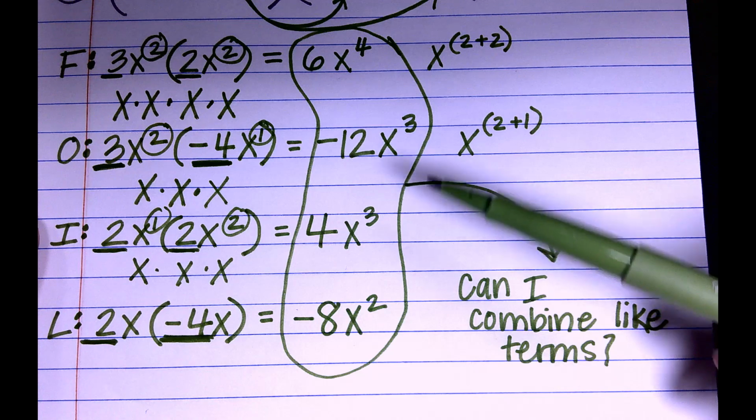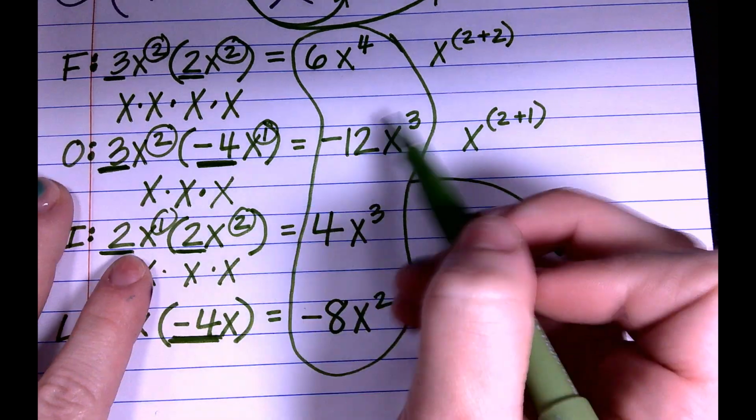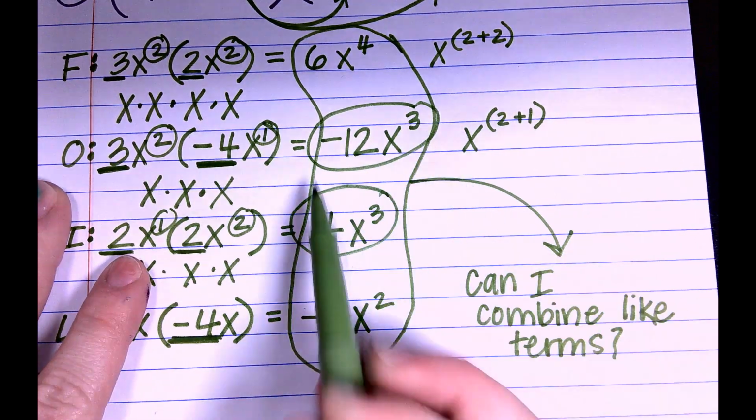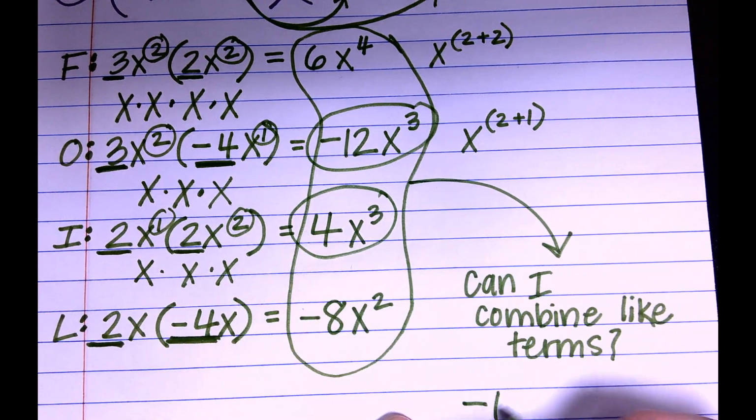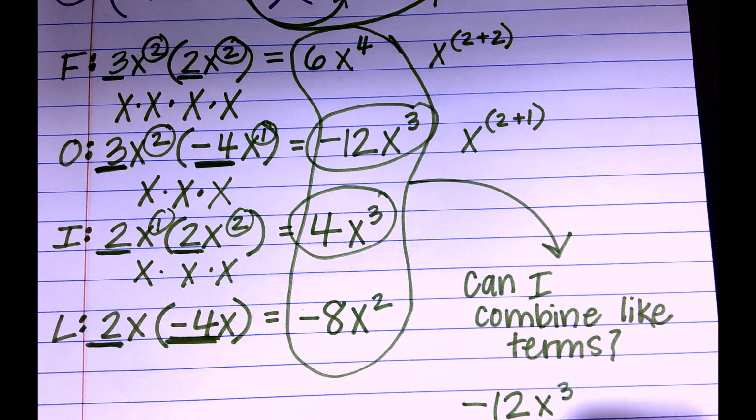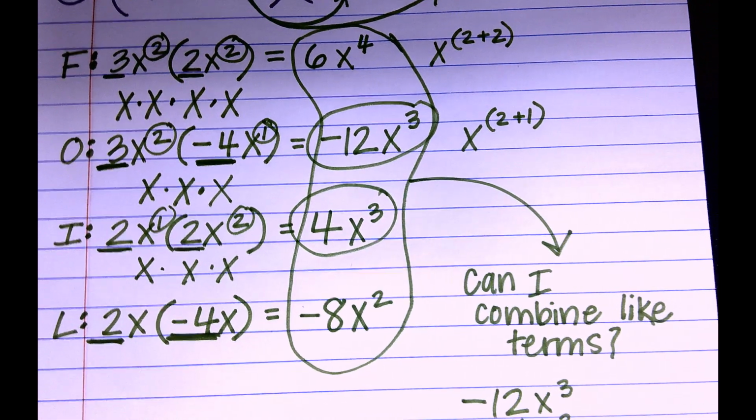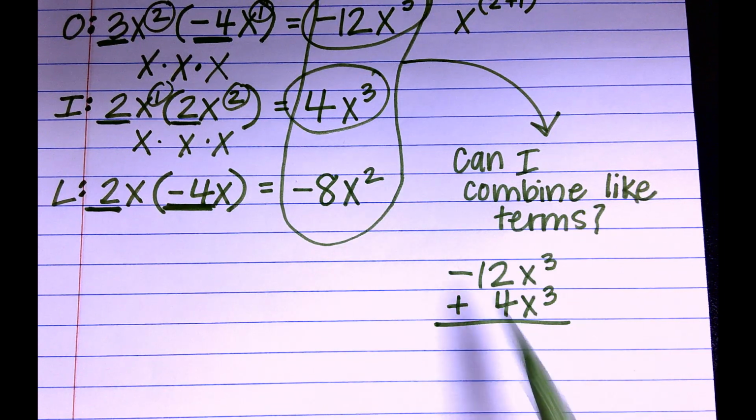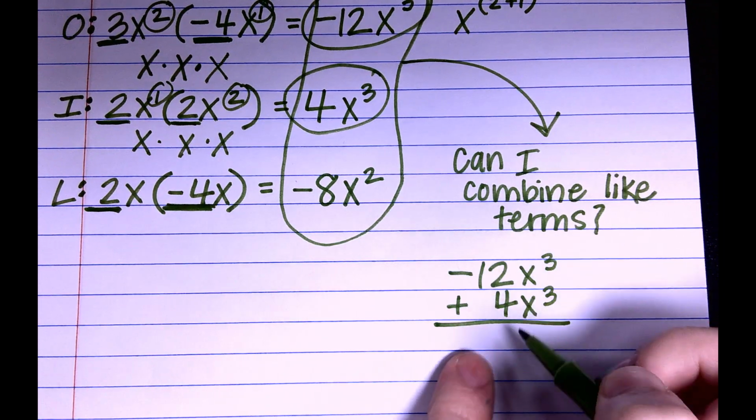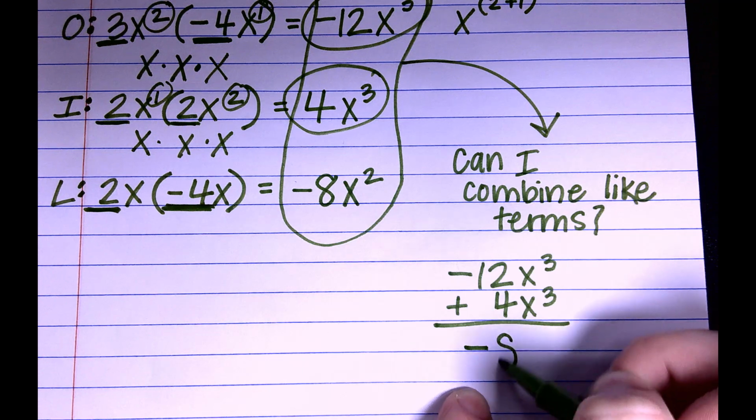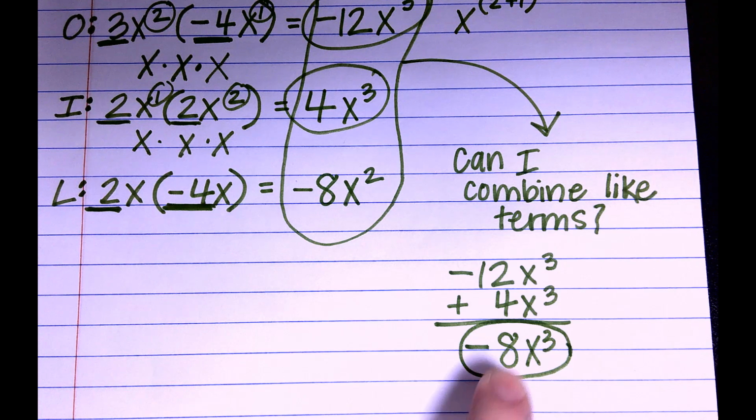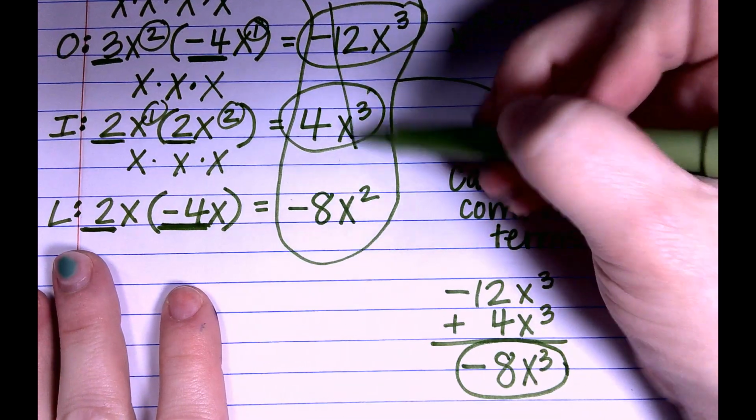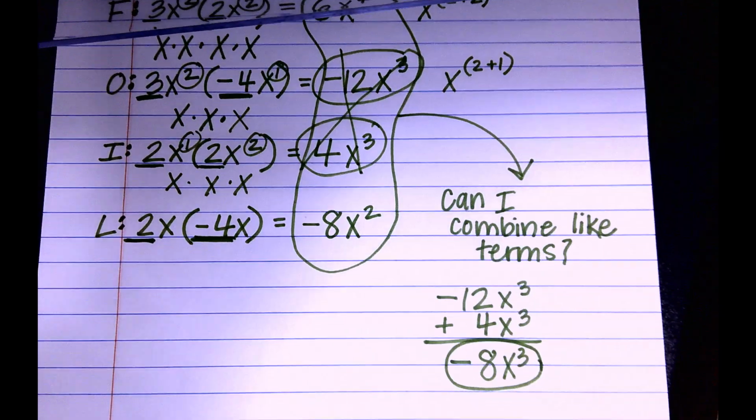Yes, my -12x to the 3rd power and my 4x to the 3rd power. So this one's negative, this one's positive. I'm going to bring these over here. -12x to the 3rd power plus 4x to the 3rd power. What do I get when I add these together? Yes, -8x to the 3rd power. So now we have our new middle term. We're not going to use these anymore because we already combined them.